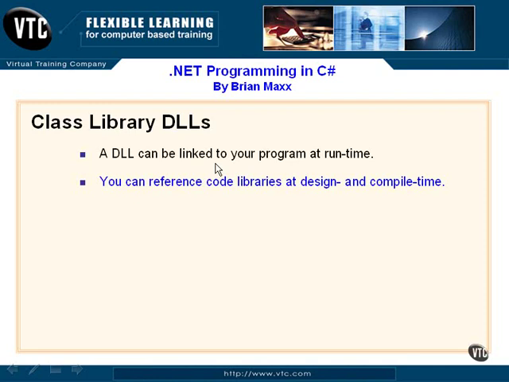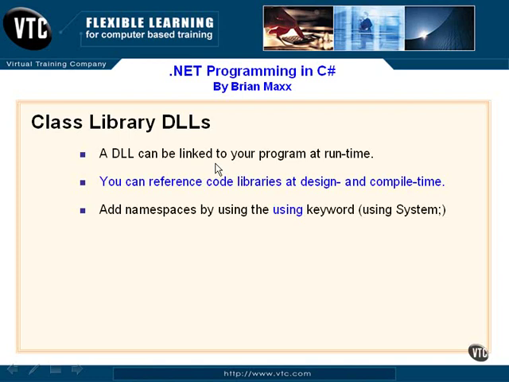You can reference code libraries at design and compile time, as you do when working with the other namespaces. You know that you're doing that with the System and the Microsoft core library and things like that. So you're referencing those. With this particular example, you're going to be referencing and working at design time as well. So referencing and then linking. We're going to look at the CSC compiler, the C# compiler.